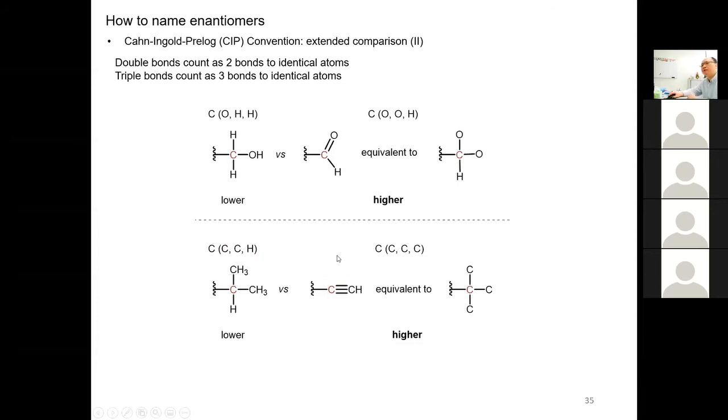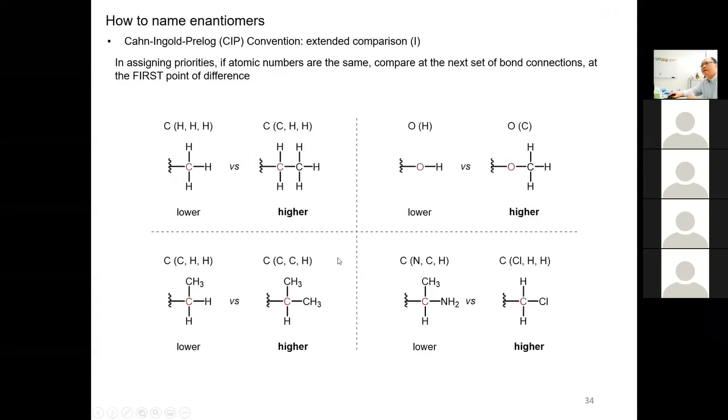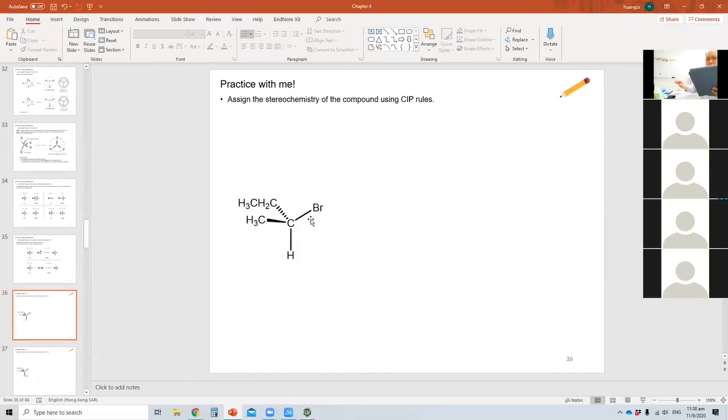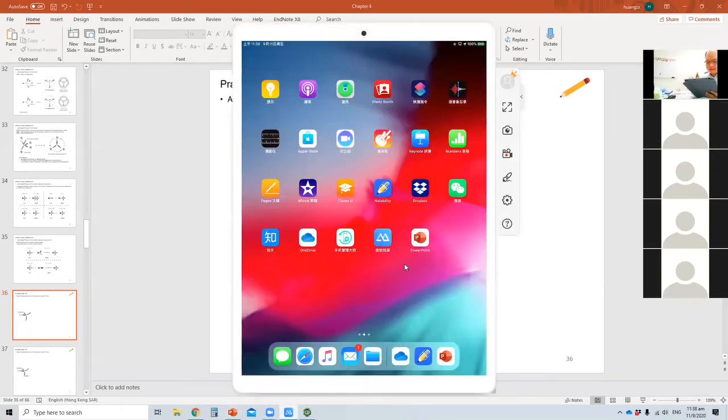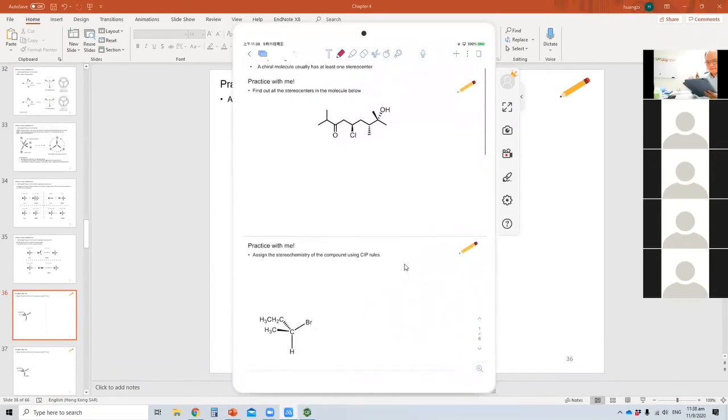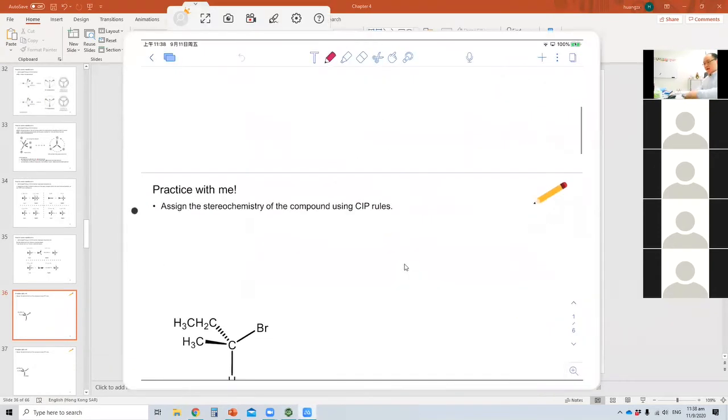So these are 2 very important rules. I'm going to show you some examples and assign priorities with these rules so you can better understand how the CIP rules and the extension of the CIP rules work. Okay, and I'm going to do it with all of you. You may also take out a pen and let's do this together. All right.